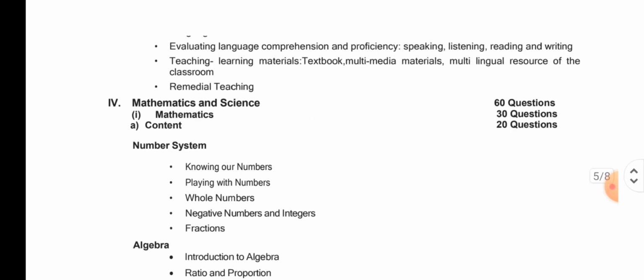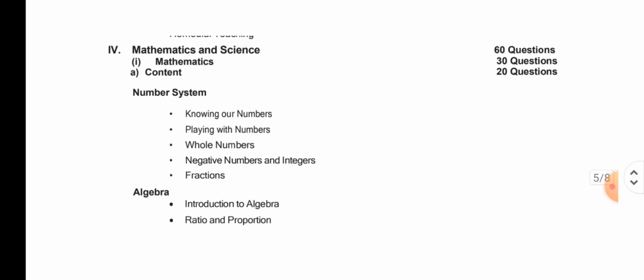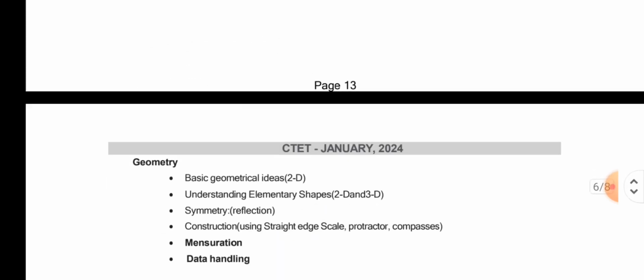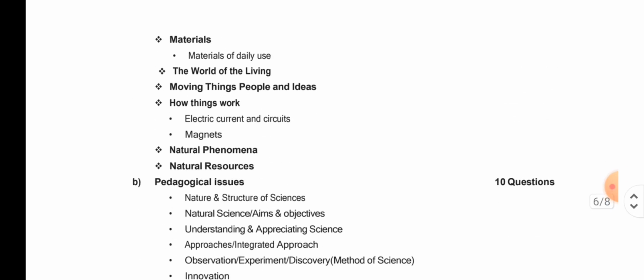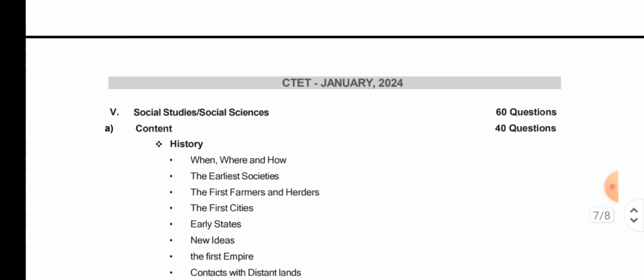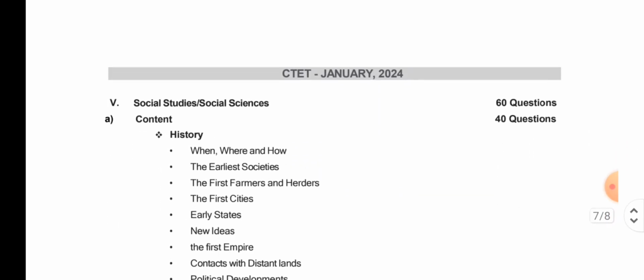But this one is not compulsory. Mathematics and science is not compulsory. Those who are coming from science background, they have to write this paper, which means mathematics and science. And those who are coming from arts background, you have to go with social science or social studies, which we will discuss now, right?